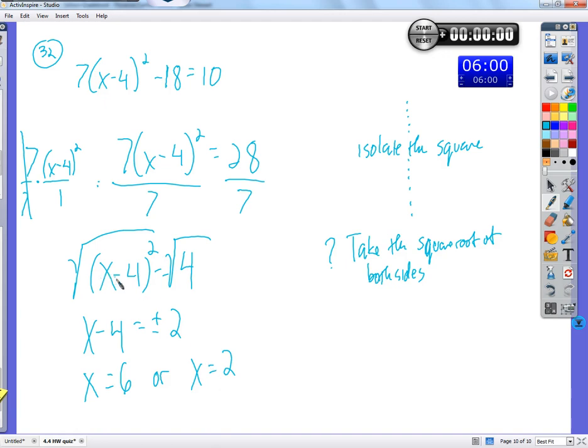I put a 2 in there. 2 minus 4 is negative 2. Negative 2 squared is 4. And since we've done all our work correctly from here to here, it will also work in the original equation. Feel free to check those, put 6 up there, put 2 up there, it's all gonna work.